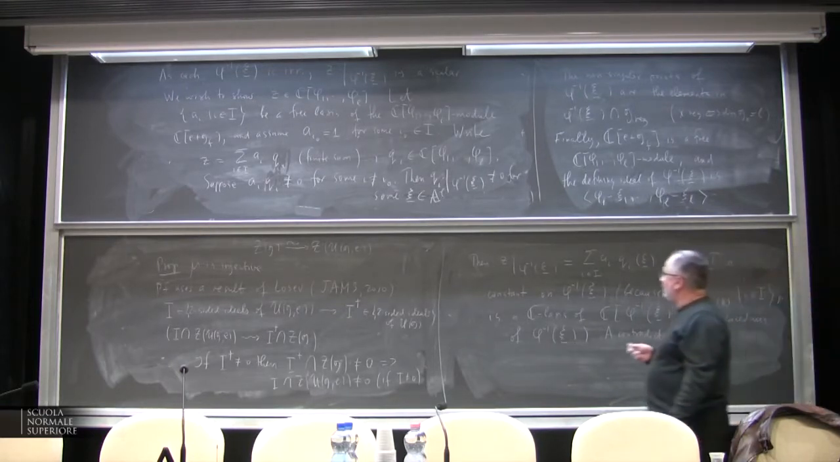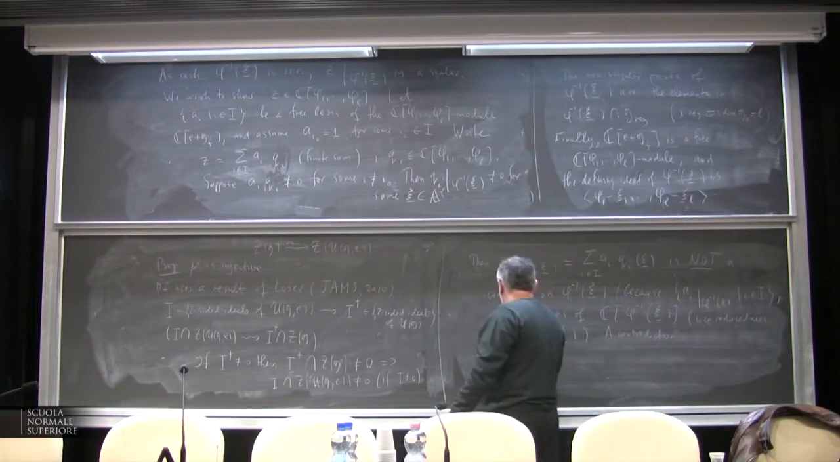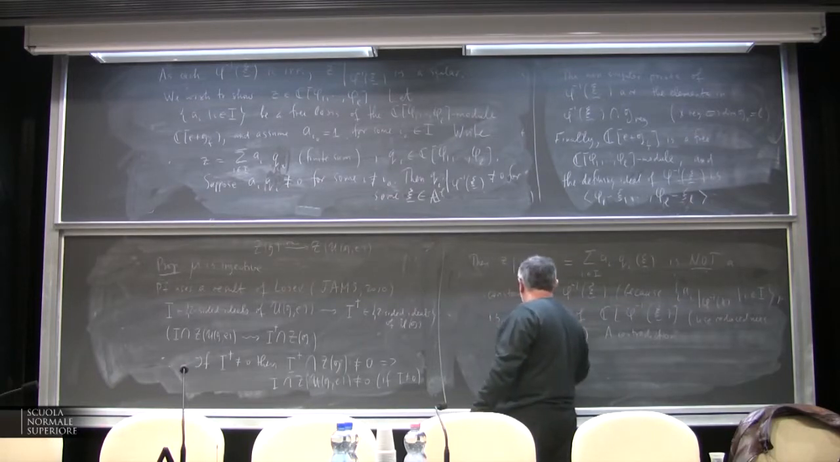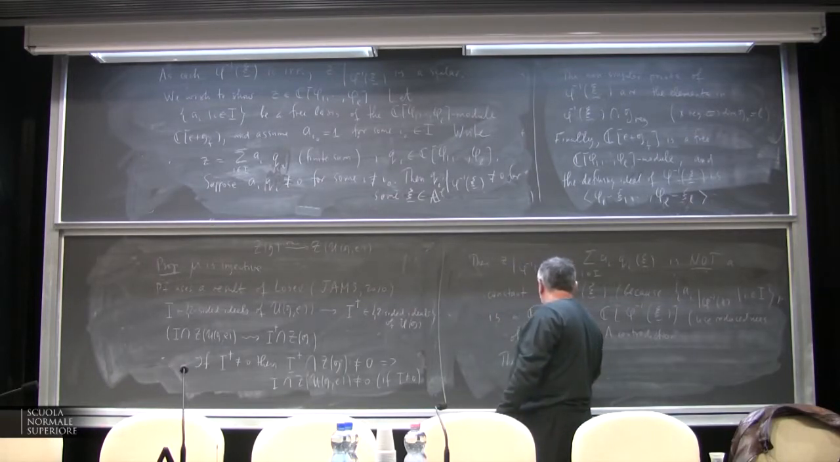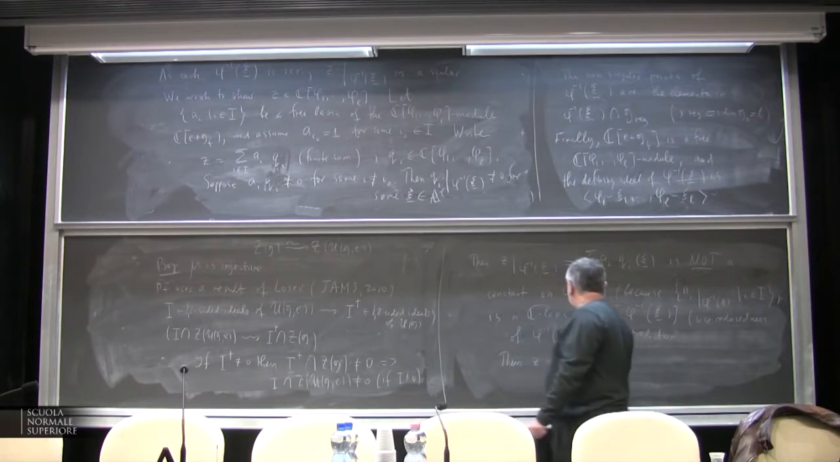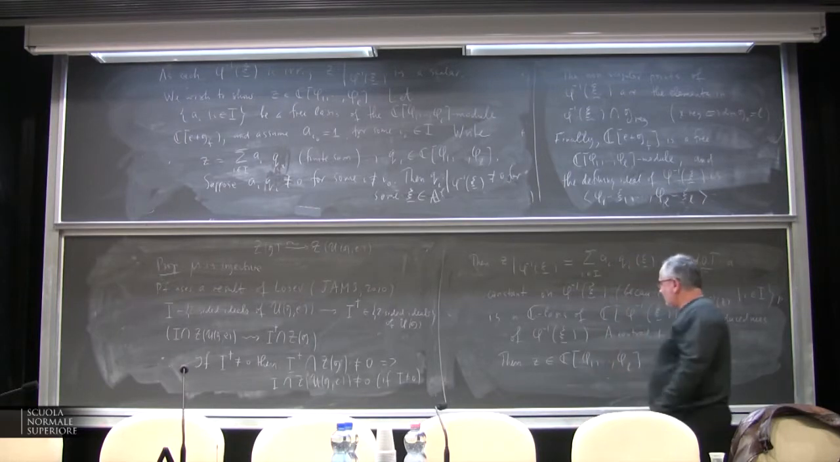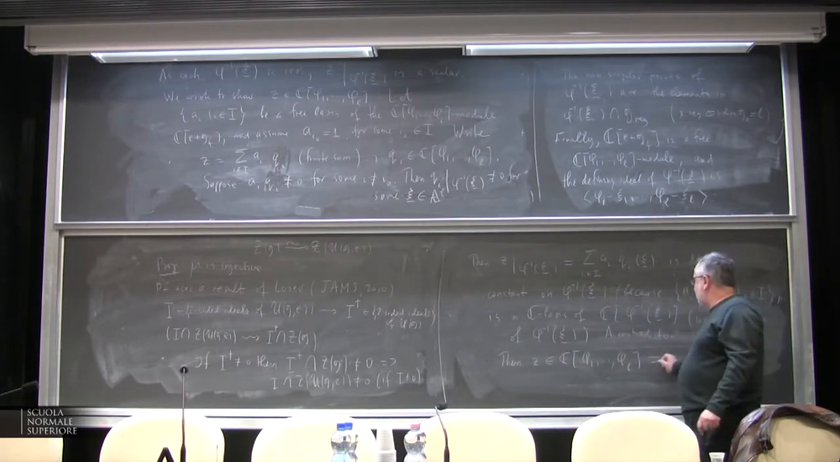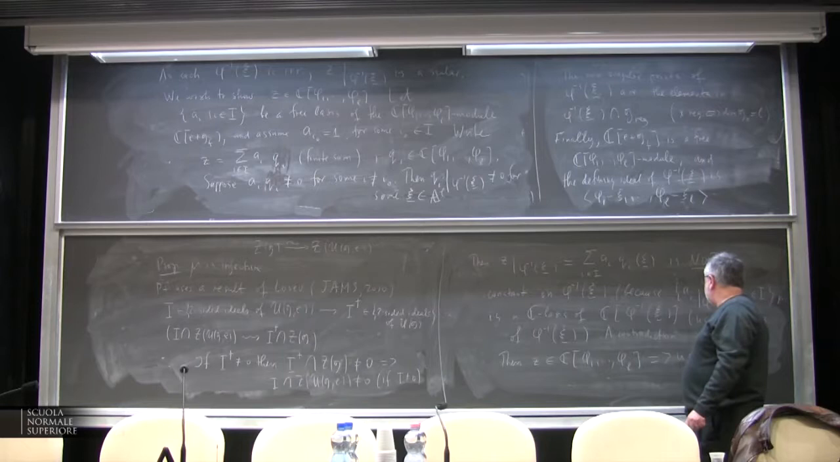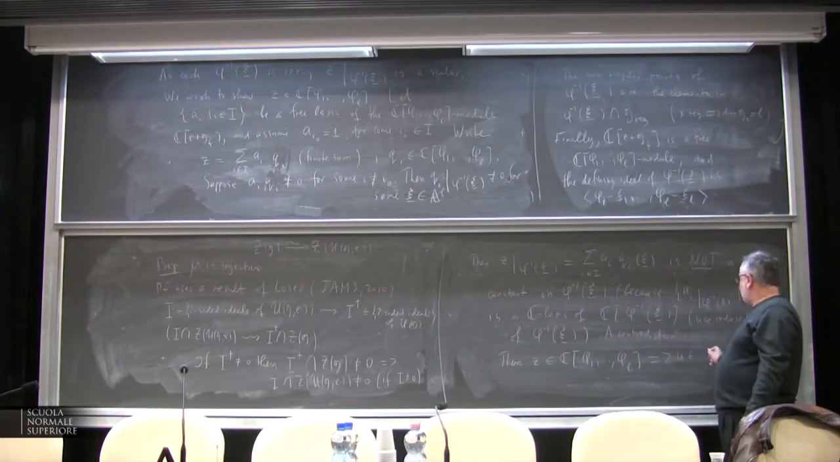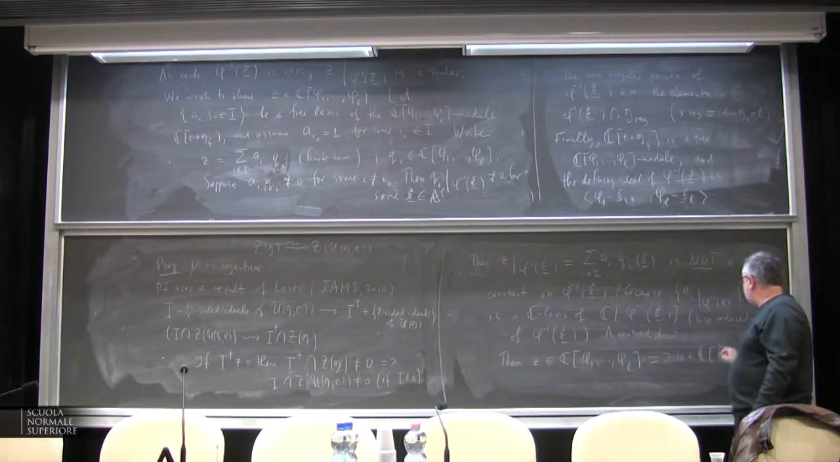So then Z belongs to C phi 1 ... phi L, and this implies that U belongs to C F1 tilde. Remember this notation.